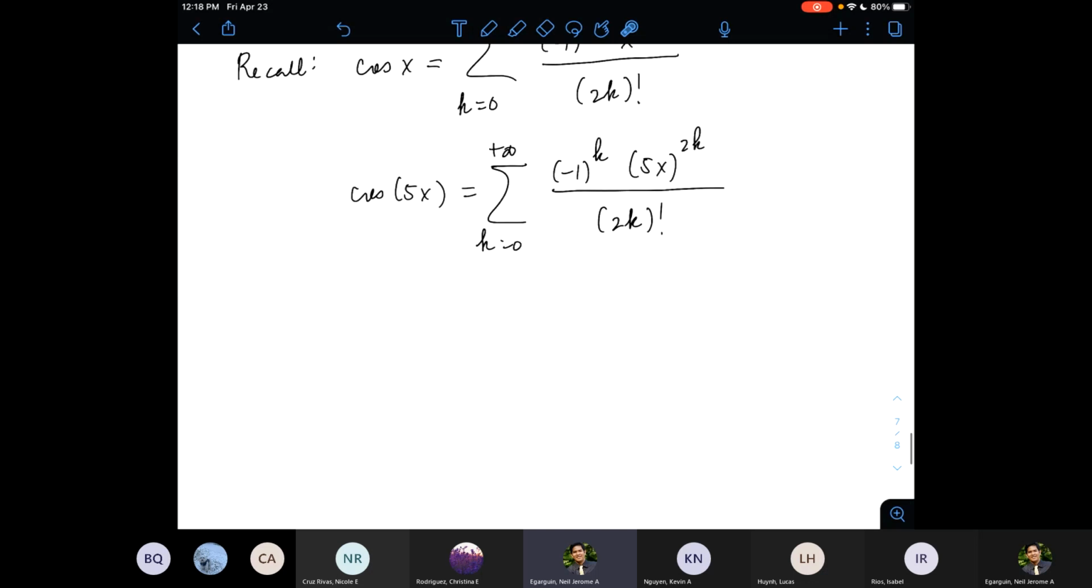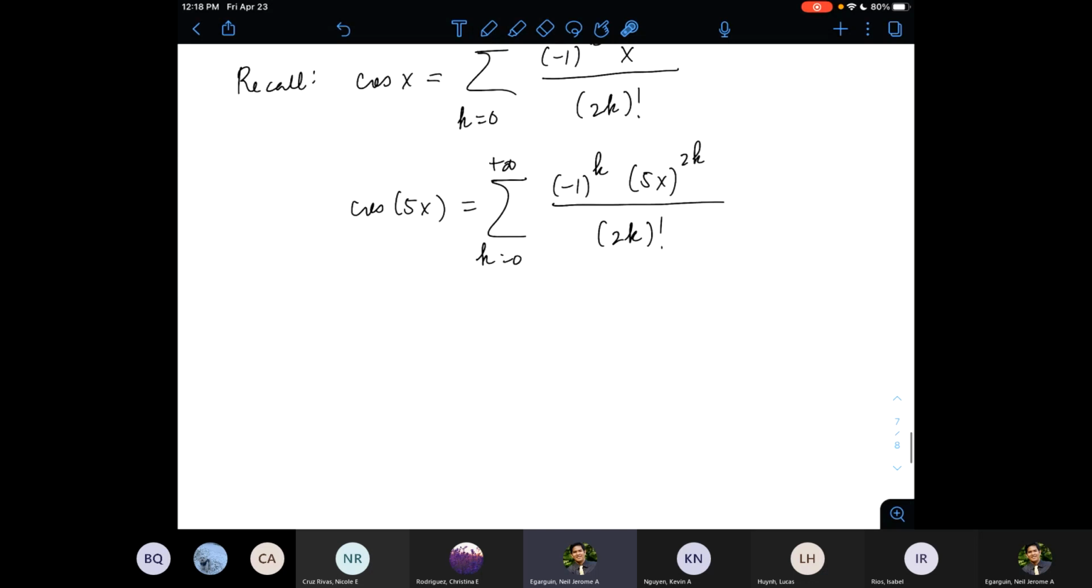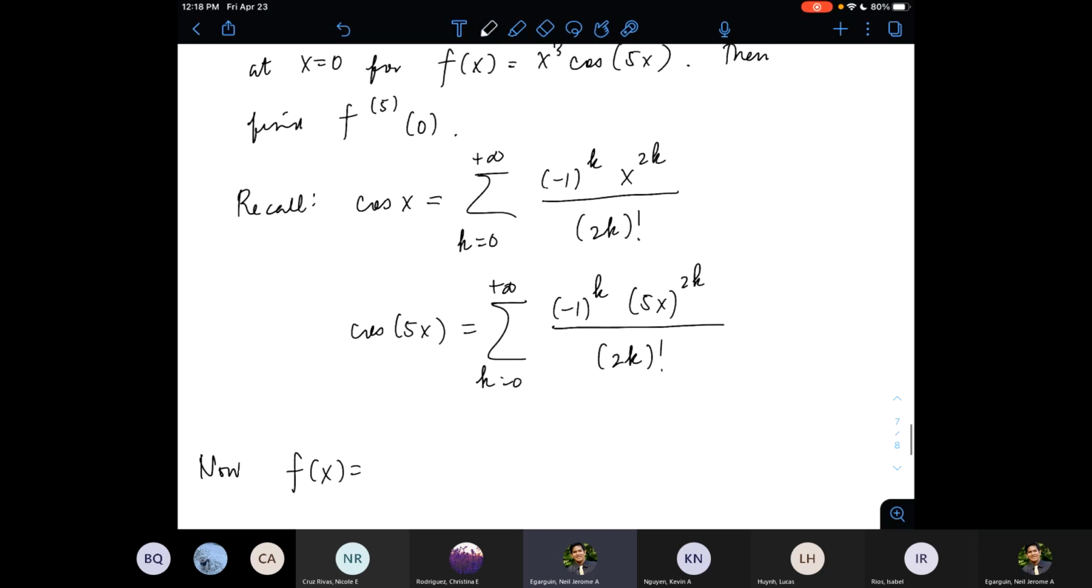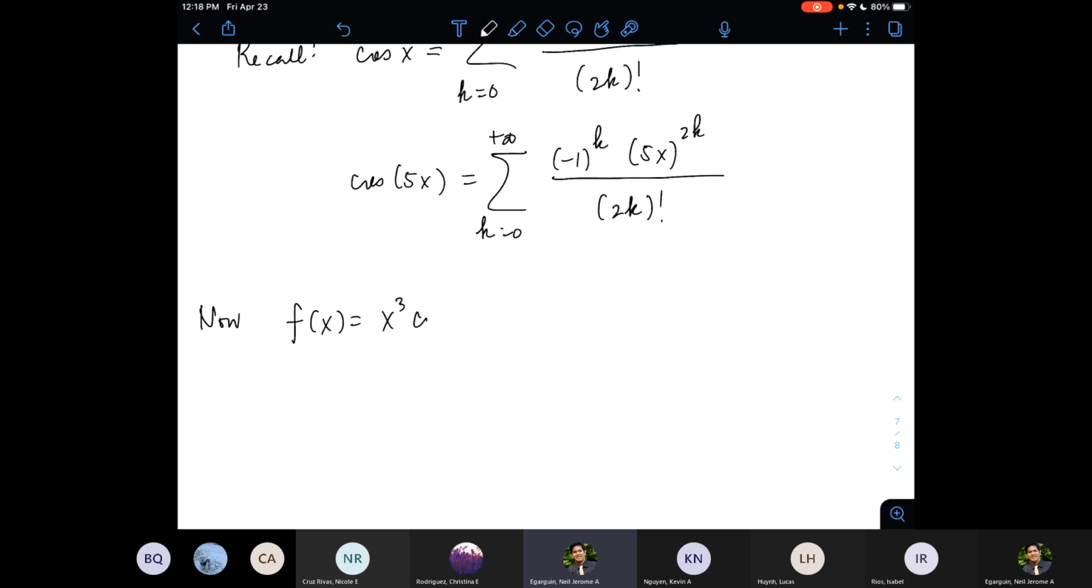All right. So I'll take advantage of these, and now we know that f of x will be what? This is x cubed times cosine 5x. Now I'll copy x cubed over. But this time, I'll replace cosine 5x by its expansion.